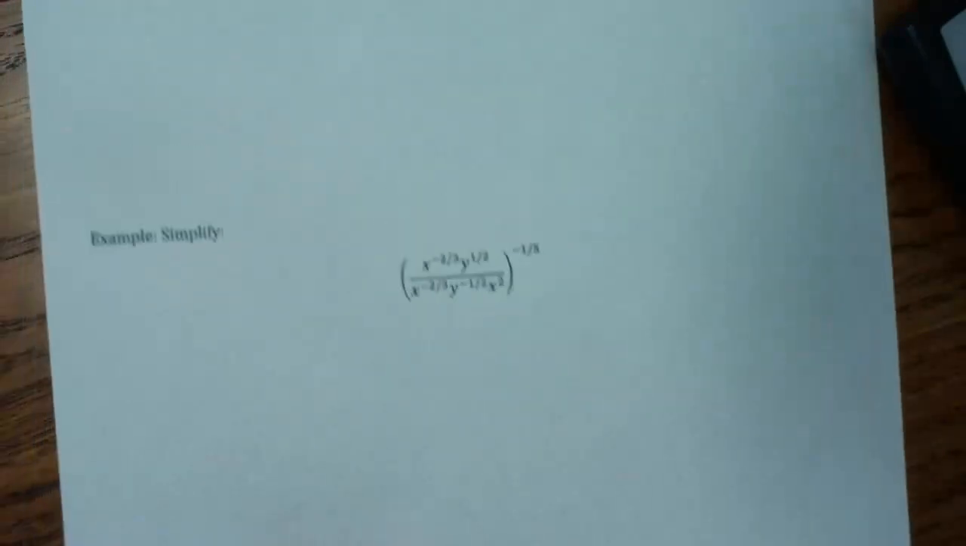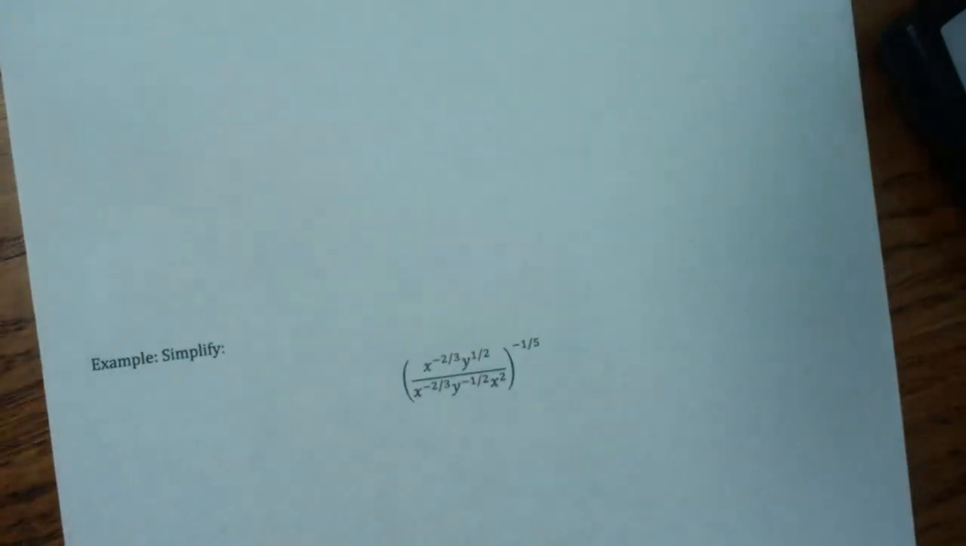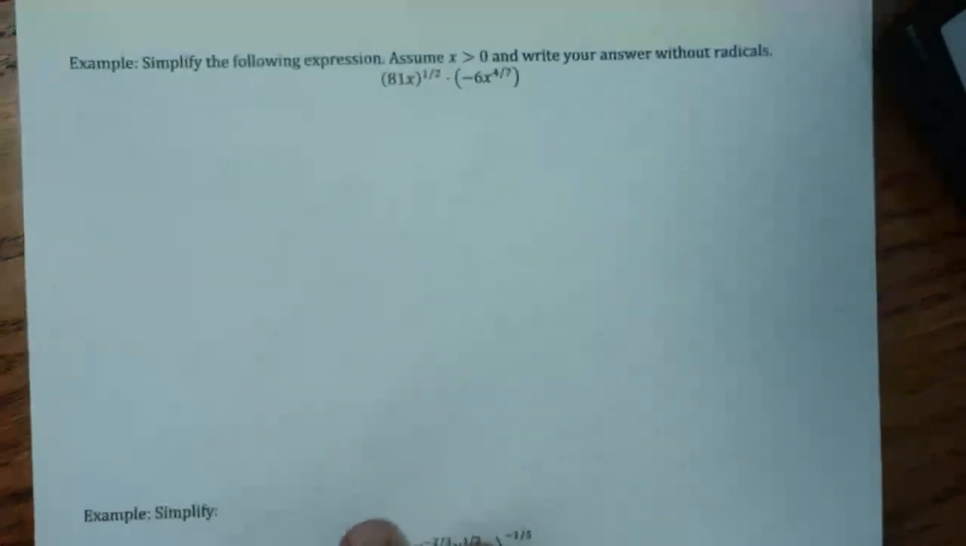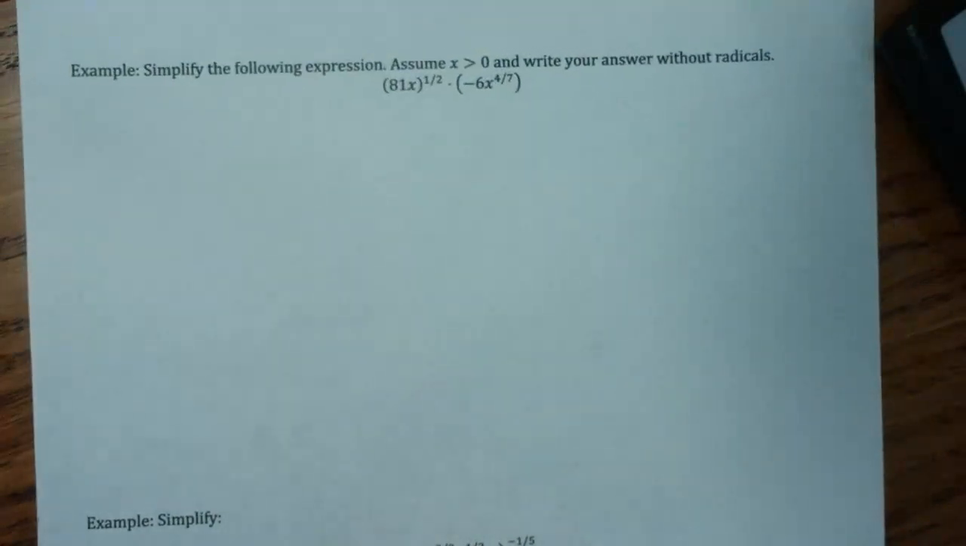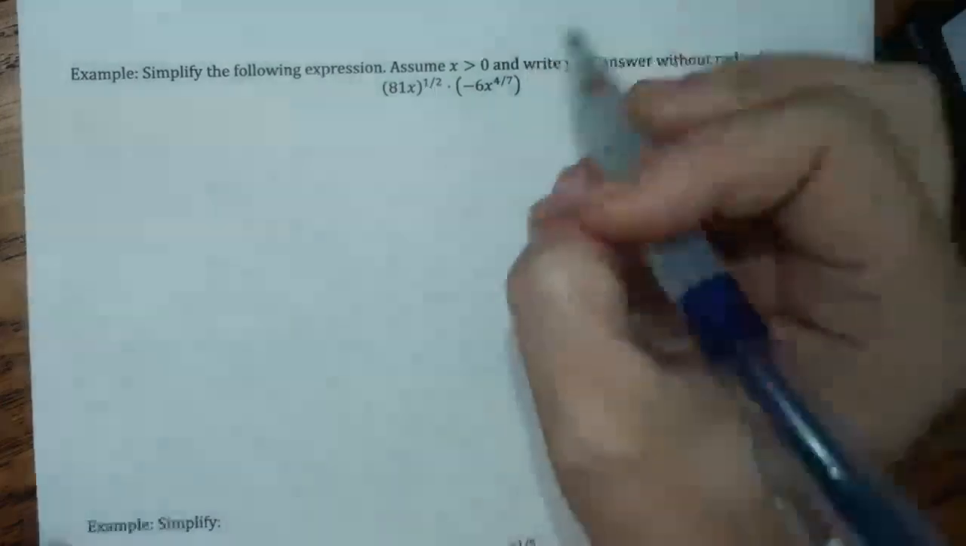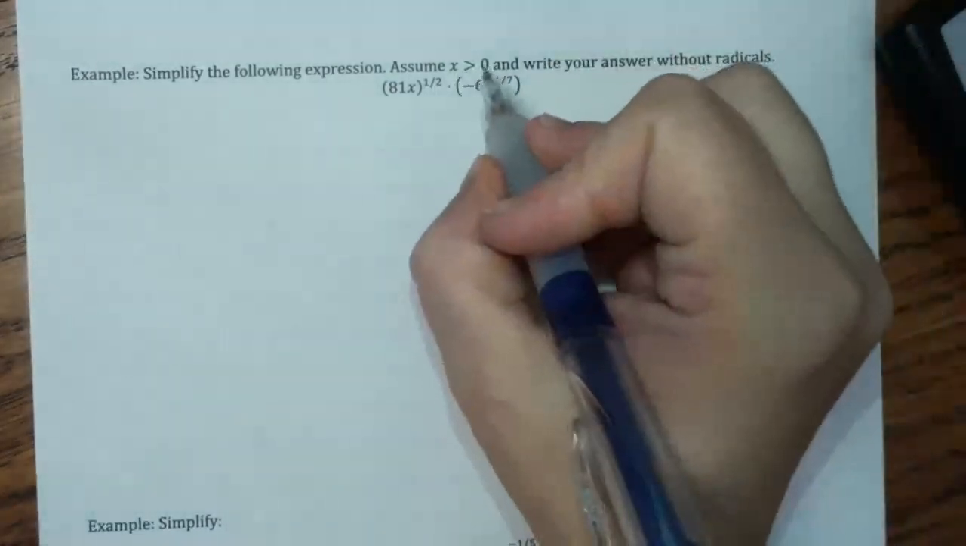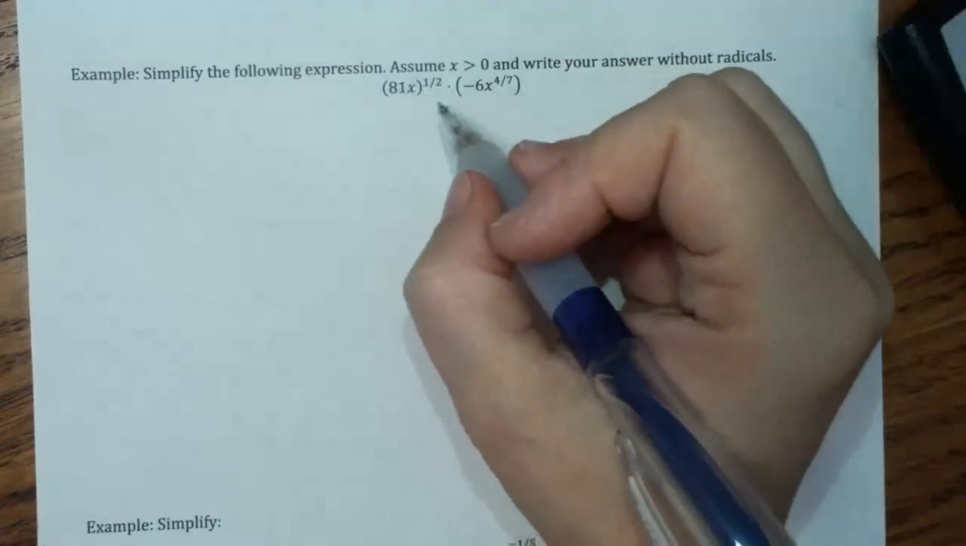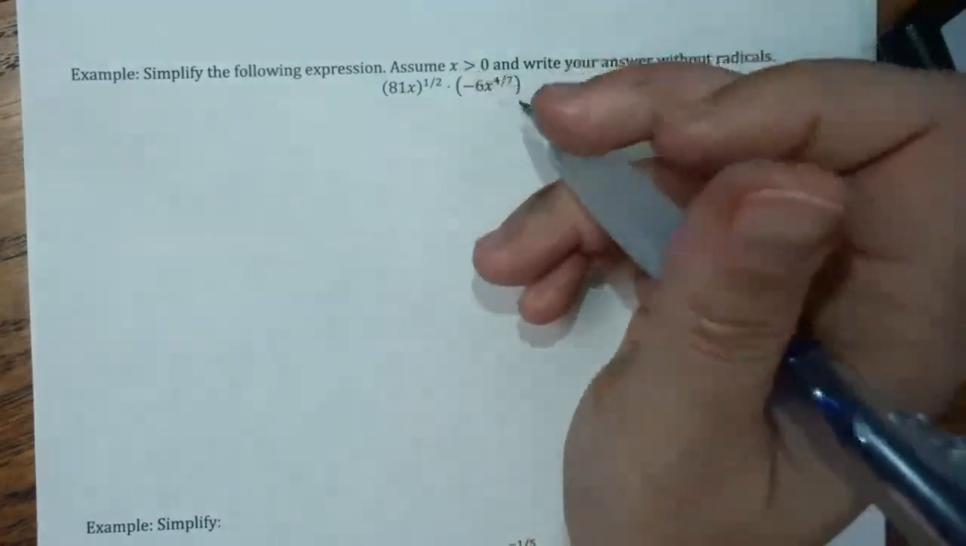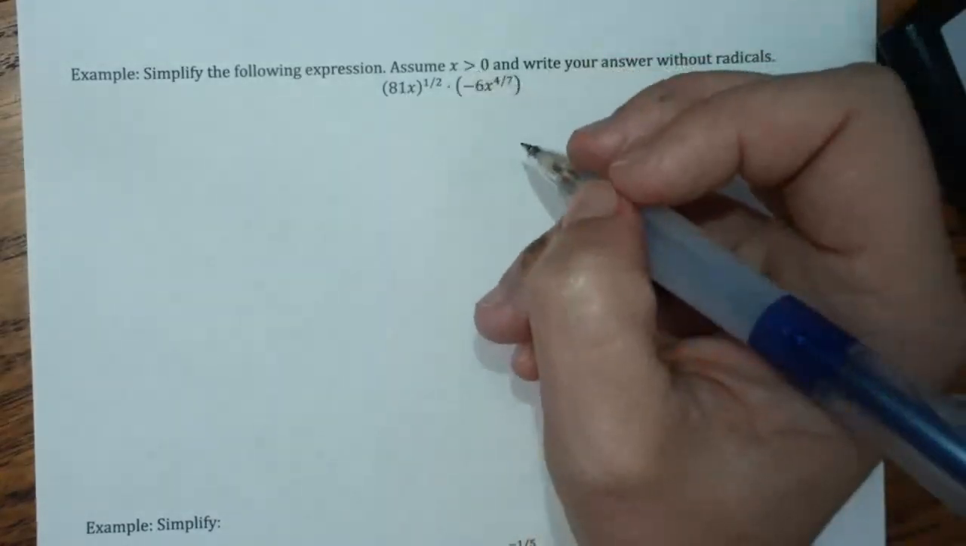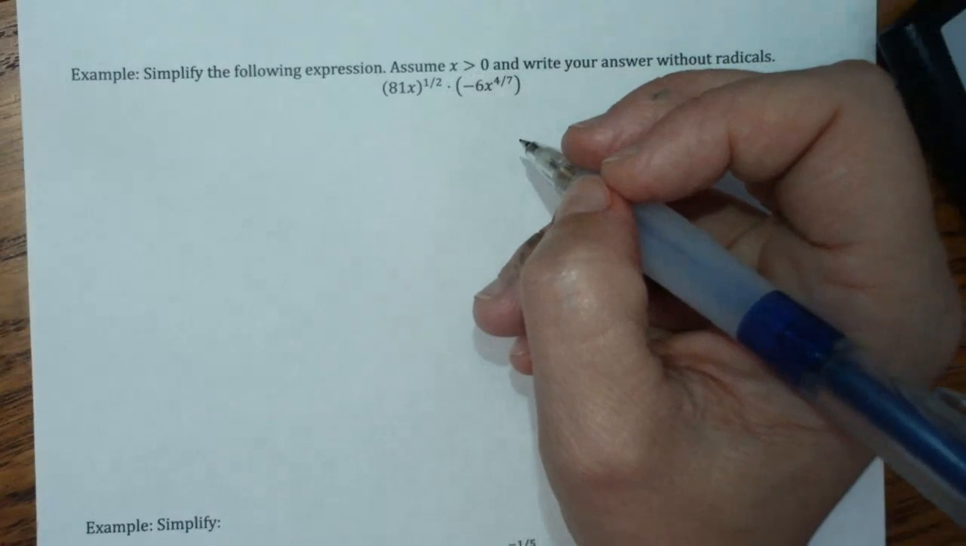All right, last two. So simplify the following expression. Assume that x is greater than 0, x is positive, and write your answer without radicals. All right, so the reason why it says assume that x is greater than 0, x is positive, is because we have radicals. Whenever you have radicals, then it comes into i's and all that stuff. So 81x to the 1/2 power.